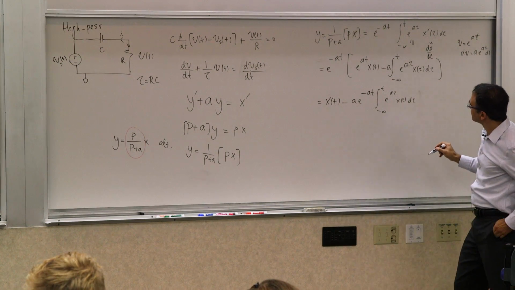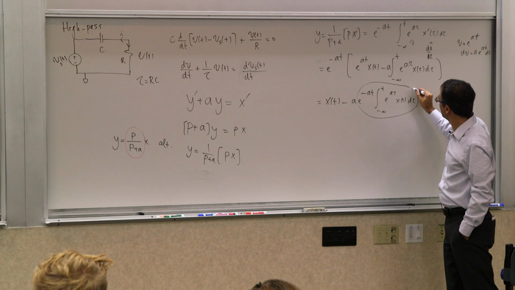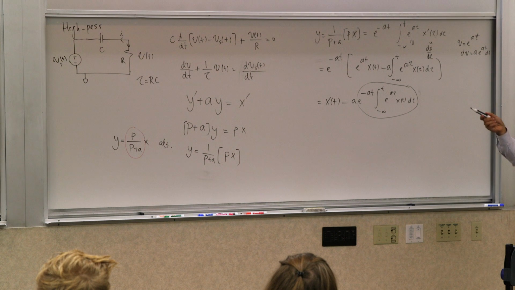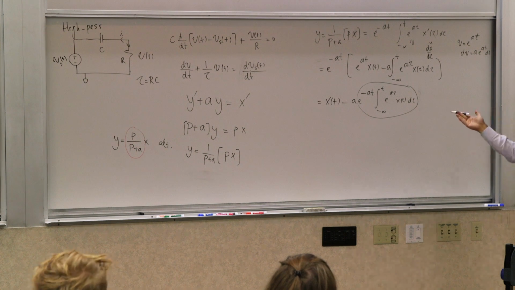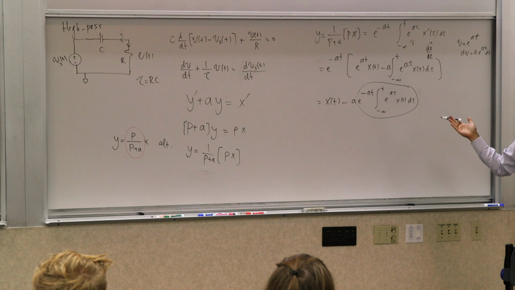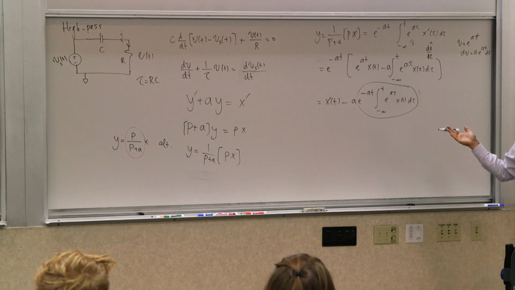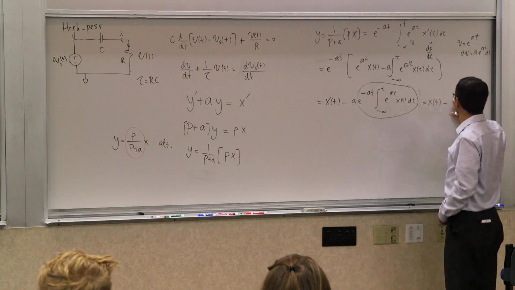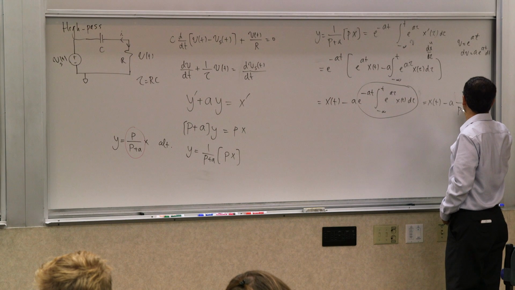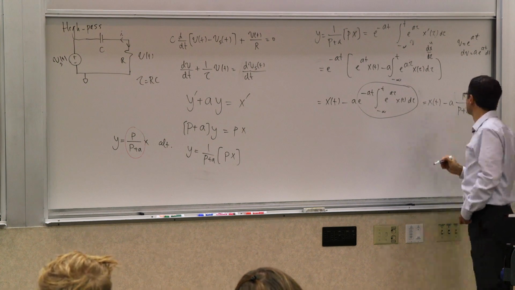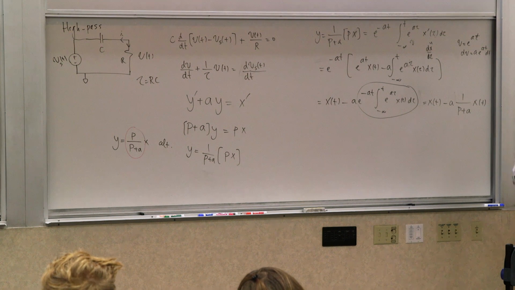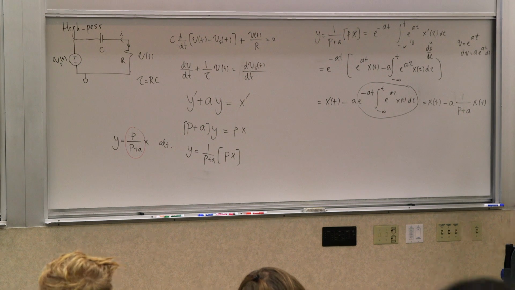So what is this, by the way? Do you recognize this? Yes. I see some of you pointing to the other whiteboard, which basically, this is the low-pass operator. This is 1 over p plus a of x. So I can write this as x of t minus a times 1 over p plus a of x of t. From that boxed expression. It's not a definition, it's really the value of that operator.